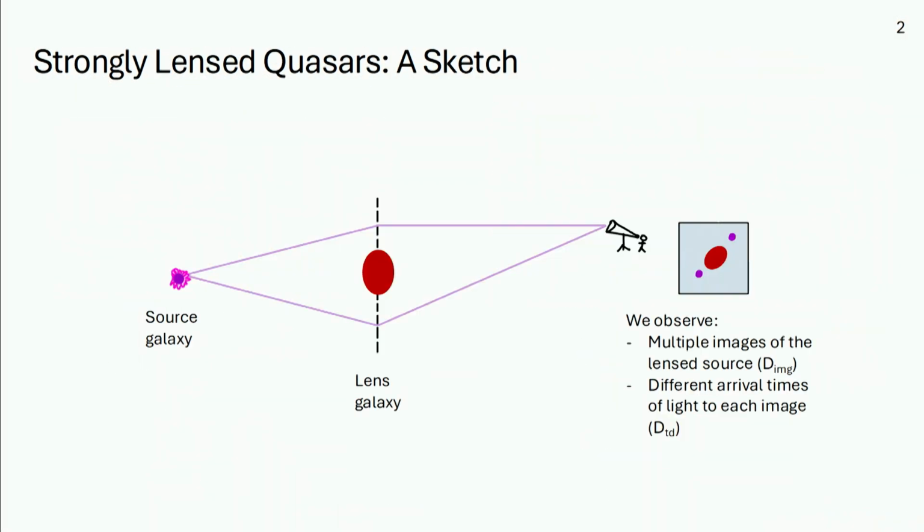I'm first just going to introduce a very simple model for a strongly lensed quasar. In the background, really far away from us, is a source galaxy, and that galaxy contains a quasar. As the light from that quasar travels towards us, it gets bent by a massive galaxy along the line of sight. I'll call that the lens galaxy. There are 2 main things that we observe. We observe the multiple images of the quasar in the back, and we observe different arrival times of light from that quasar to each of the images in the lens. These are our 2 main pieces of information we use.